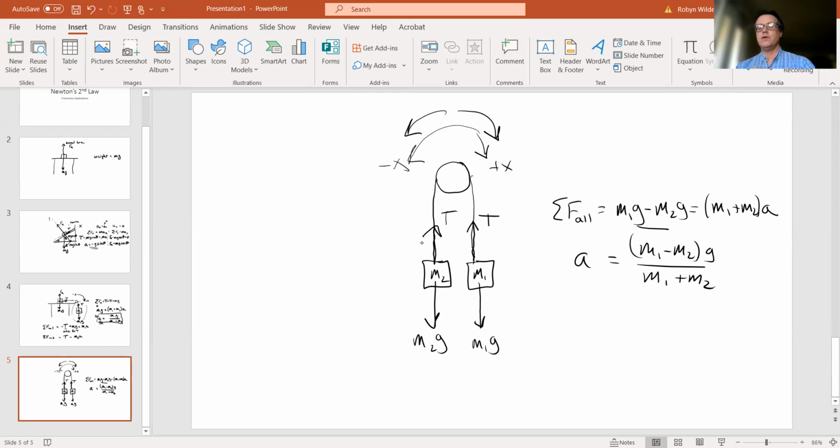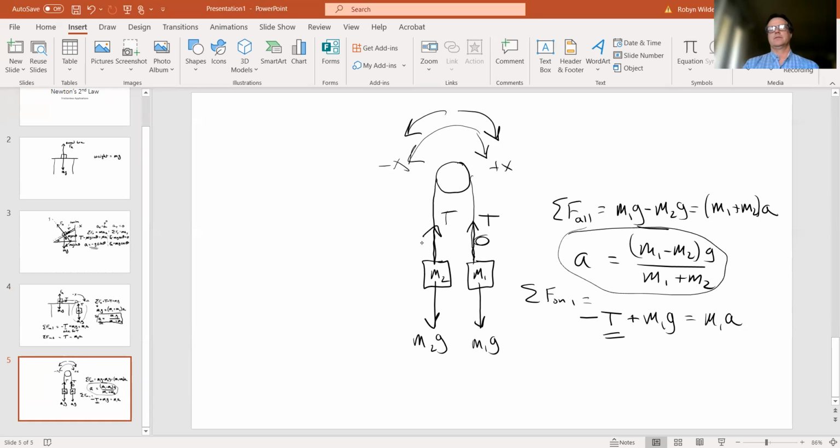Again, in this situation, if you wanted, you could solve for the tension just by applying Newton's second law to one mass individually. For example, for m1, I would have negative T right here, plus m1g equals only m1a. And I could again solve for the tension because I know what the acceleration is. Okay. So there are a bunch of different situations that we can encounter.